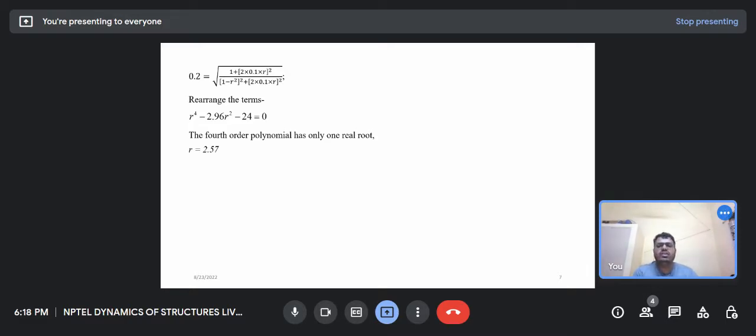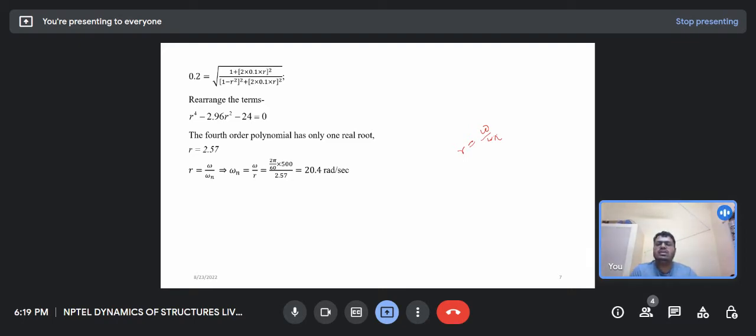Now it is the same procedure. With this r equal to 2.57, can you calculate the static deflection? Like in the previous case, with r equal to some value, I calculated the static deflection. Can you give a try? First calculate the omega n. What would be your omega n in this case? Omega n is 20.37. Okay, I have rounded it up, so that is 20.4.